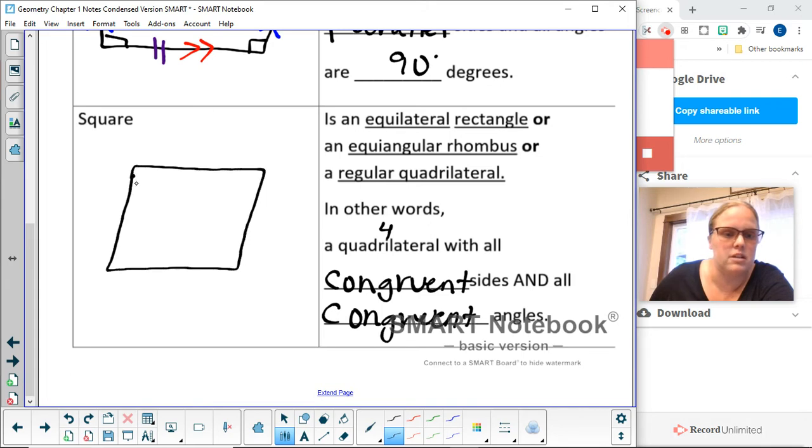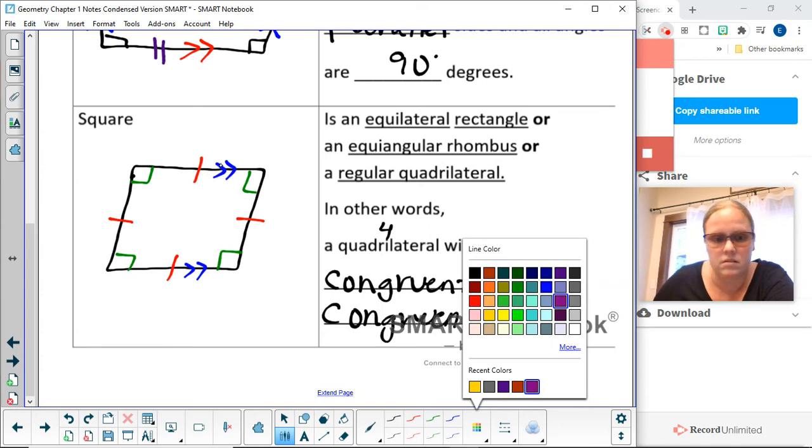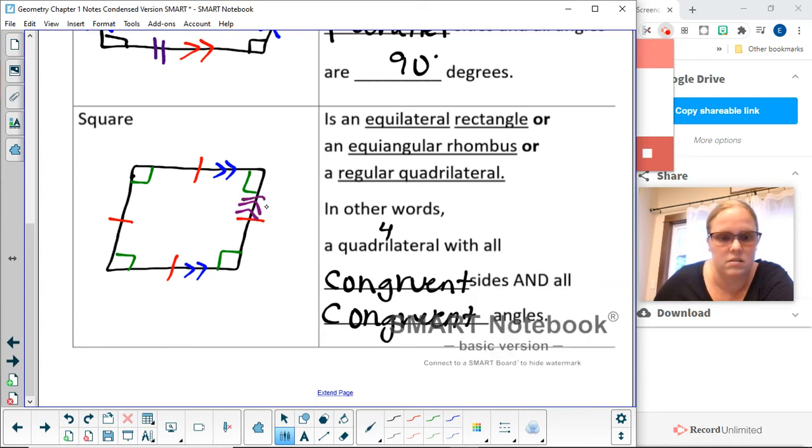Okay, now again, my picture's not perfect, but as long as I have the markings to back up my information, that's all that matters. So 4 equal sides. And 4 equal angles. But because it's a square, those equal angles are 90 degrees. Okay, now technically, since this is a rectangle and a rhombus, we could also put in that the opposite sides are parallel. Because that is a true property as well.